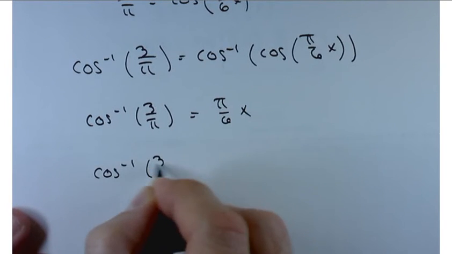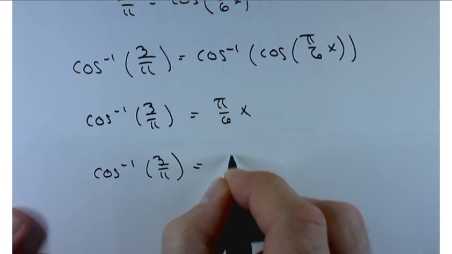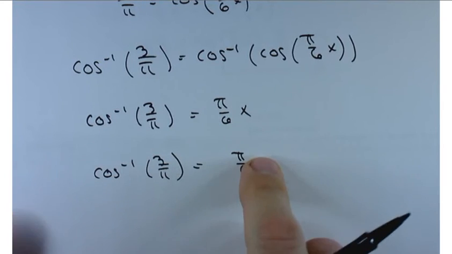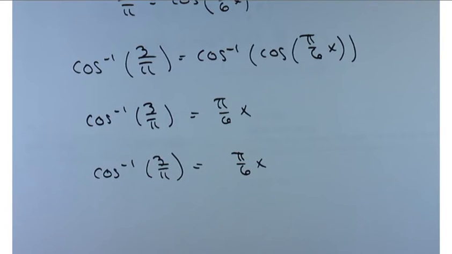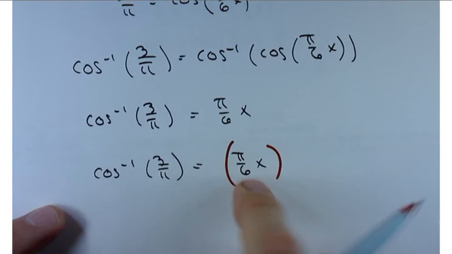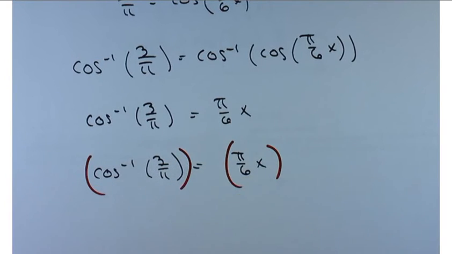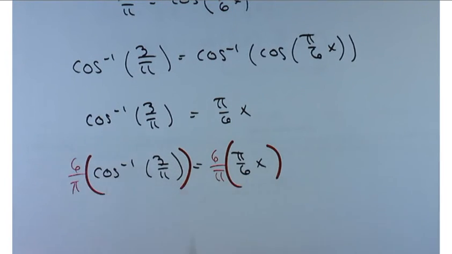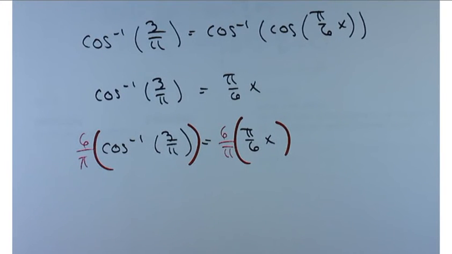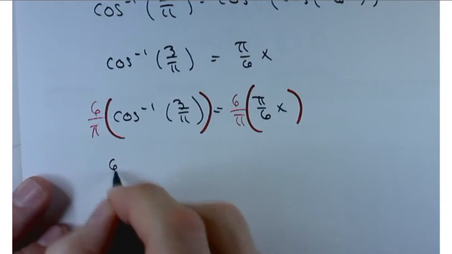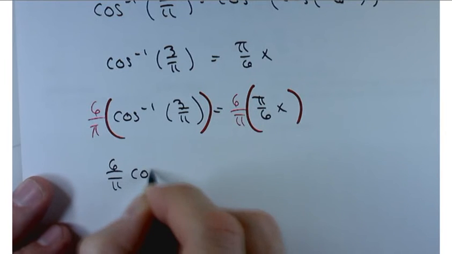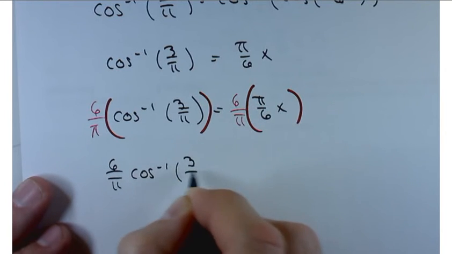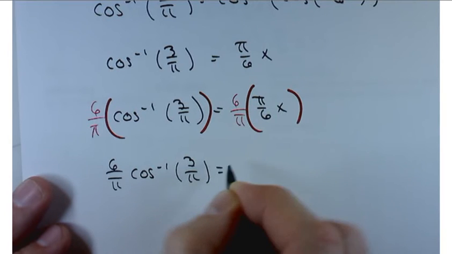I need to finish solving for x. What's my trick to solve for x here? Yeah, multiply by the reciprocal. So multiply by 6 over pi. And not a real friendly number that we're going to get out of this. 6 over pi times the cosine inverse of 3 over pi equals x. Wow. Let's try and calculate that thing. I mean, what is that?